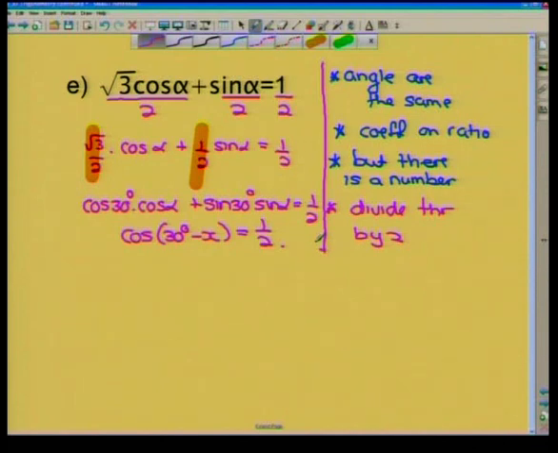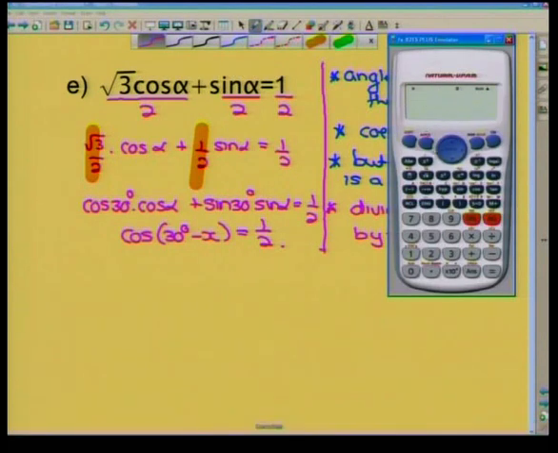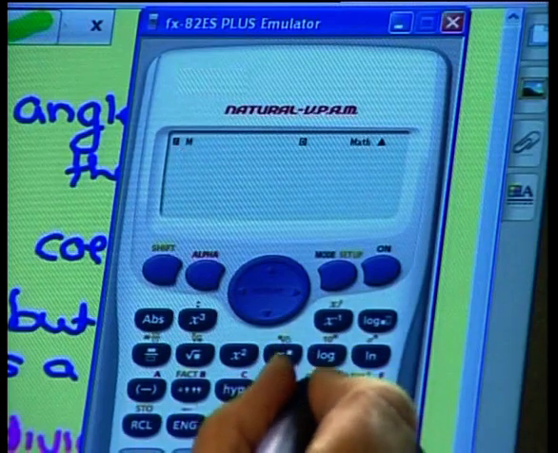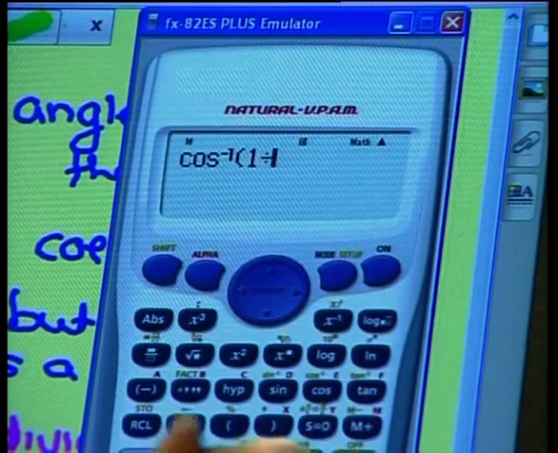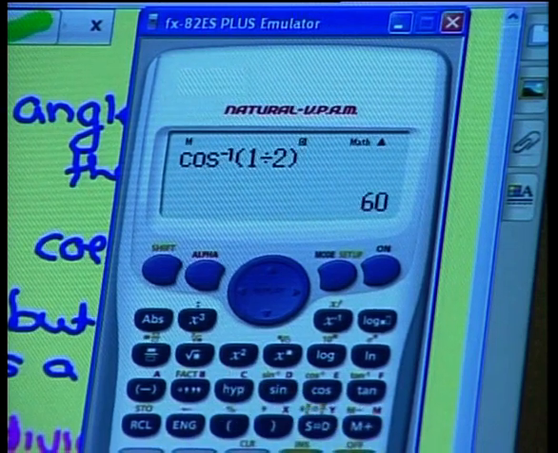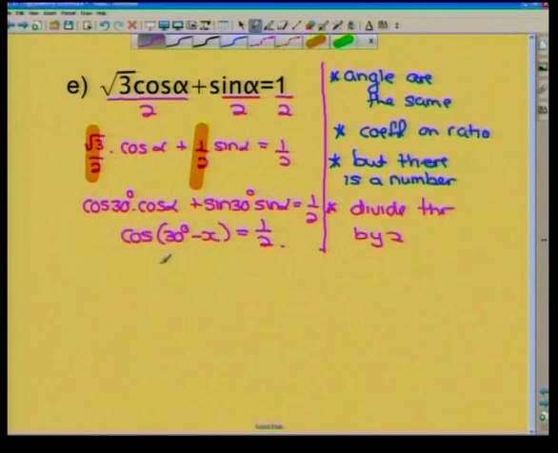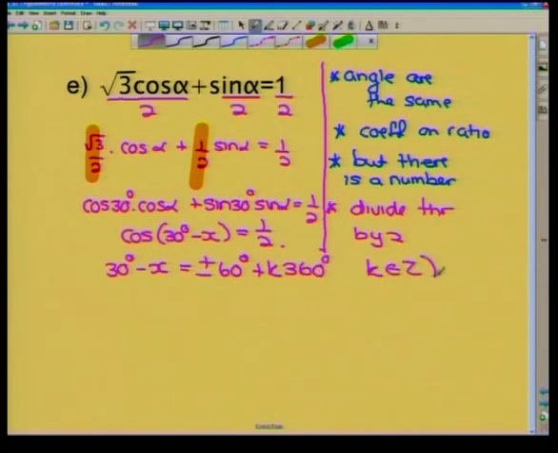Let's just show you just so you are convinced. We would hate you not to be. Right, let's clear it over here. Shift cos 1 divide by 2, close the brackets, equals, and there you see the 60 degrees. Okay, so now you're convinced. Let's go back to the question. And so we know that 30 degrees minus x is equal to plus or minus 60 degrees plus k 360, k an element of Z.